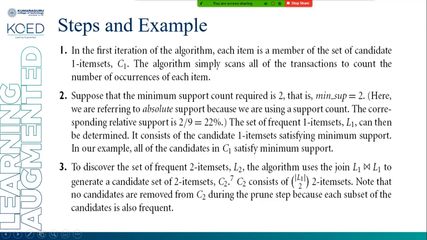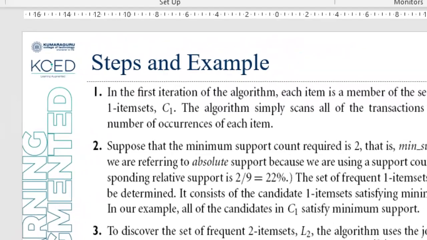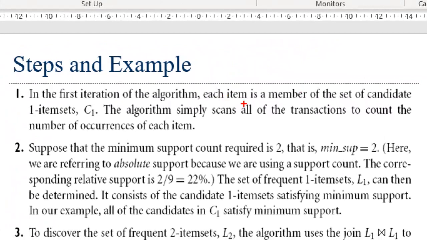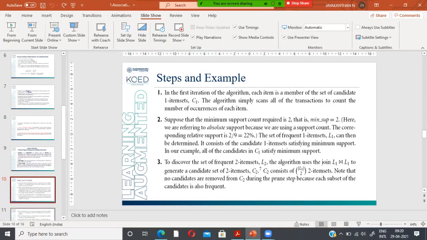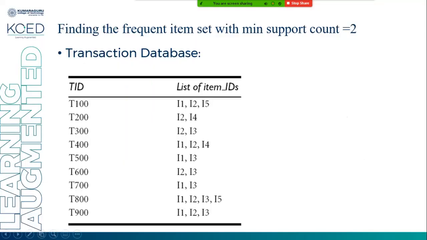So the algorithm says that in the first iteration, each item is a member of the set of candidate one item sets. From this we have to find the one item sets. The algorithm simply scans all the transactions to count the number of occurrences of each item. So see what it is doing in this example.